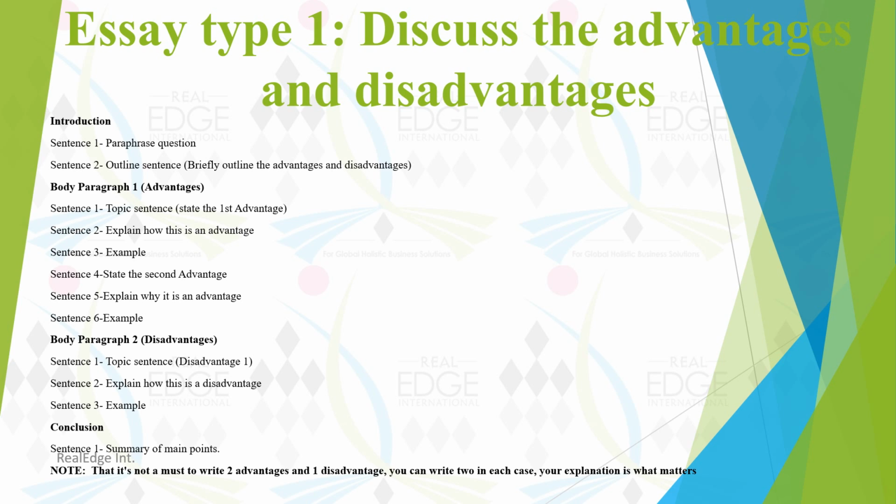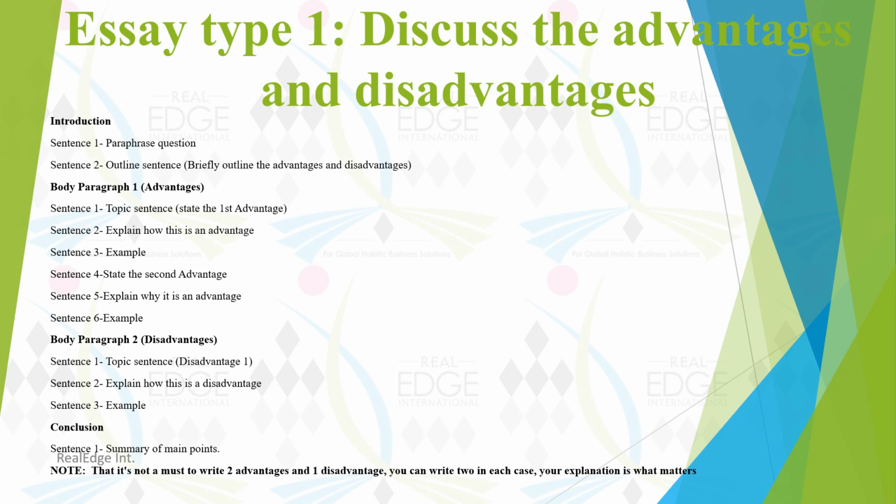Body paragraph 1, you begin with advantages. Sentence number 1, you state the first advantage. Sentence number 2, you explain how this is an advantage. Sentence number 3, you state a relevant example. Sentence number 4, state the second advantage. Sentence number 5, explain why this is an advantage. And sentence number 6, you state a relevant example.